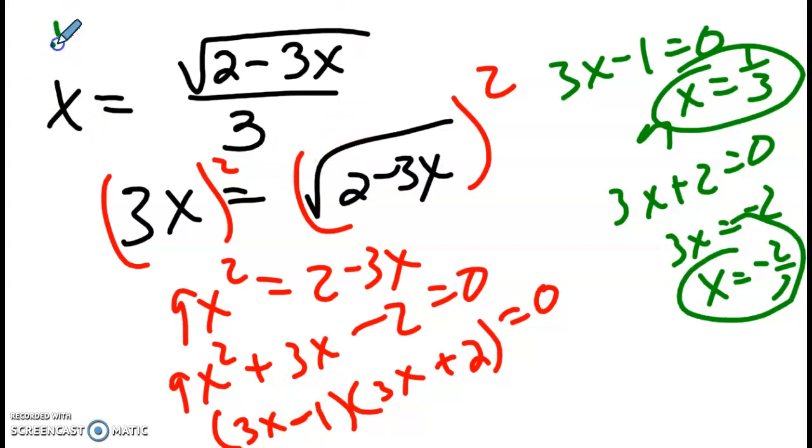So let's try it. If I put 1/3 in, 3 times a third is 1. 2 minus 1 is 1. Square root of 1 is 1, so I have 1/3 equals a third. Great. Negative 2/3. Well, I can tell you right now that's not going to work, right? How am I going to take the square root of something and get a negative? Okay, so anyway, I can tell that's not going to work. Alrighty.